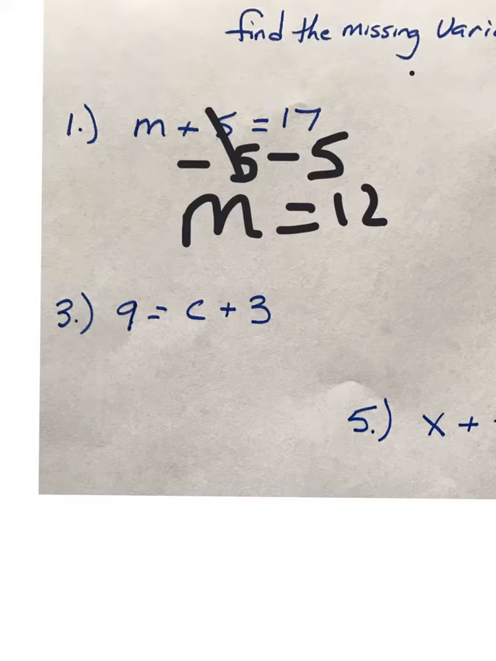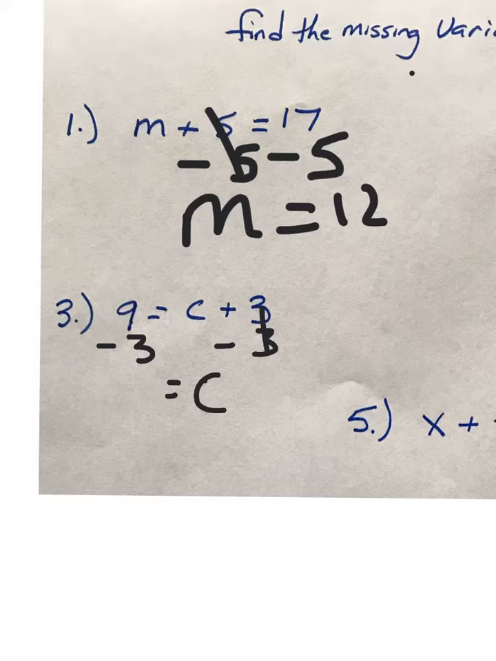For this problem, you take 9 equals c plus 3. Don't get confused because the whole number's on one side of it. You need to get rid of that plus 3. So you'd subtract 3. Subtract 3 from each side. Those would cancel out. C equals 6.